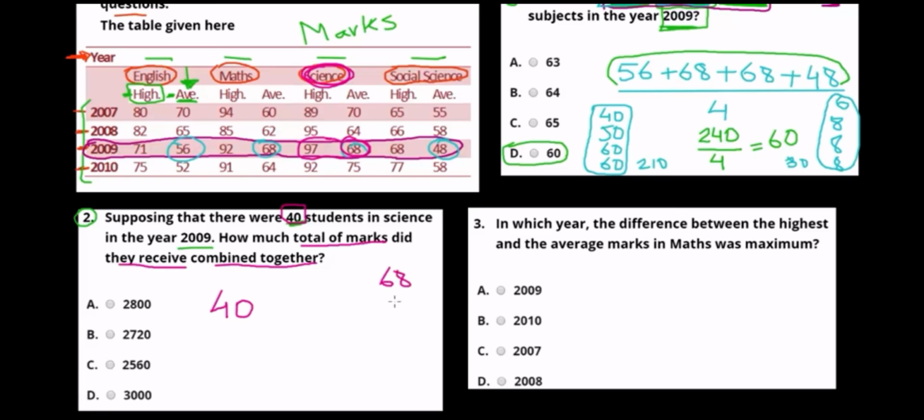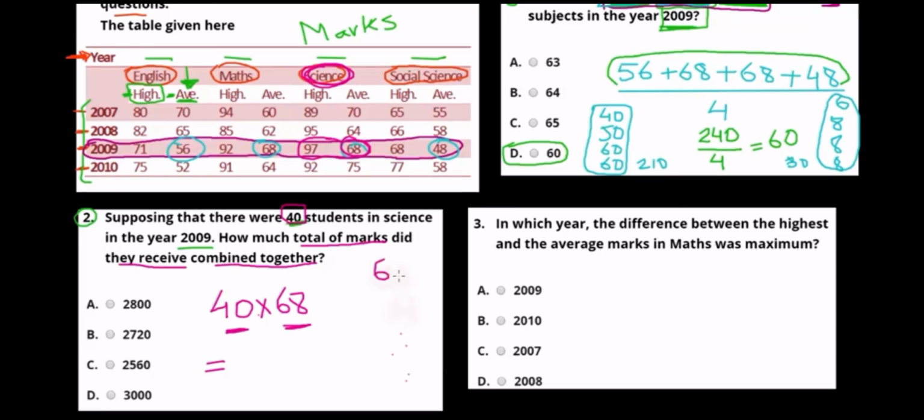So we've got 68. How many times? 40 times. So 40 times 68. We've got 40 students, and 68 is the average, which means every student is getting 68. So 40 times 68, that should give me my final answer. I have not a clue what that's going to be, so let me pull out the tens and the units.